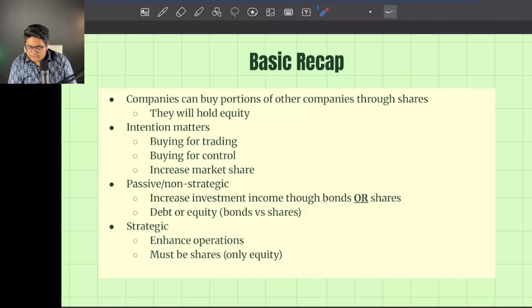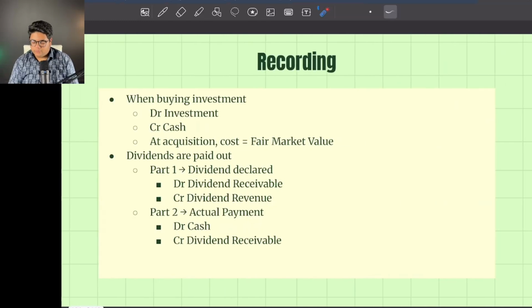Your strategic investment is when you want to purchase a company or acquire shares in a company to enhance operations. So you kind of have almost ulterior motives, if that makes sense. And this is only done through shares because bonds do not affect your equity in the company. Shares do affect your equity in the company. And if you want control and you want strategic enhancement of operations, then you need equity and control.